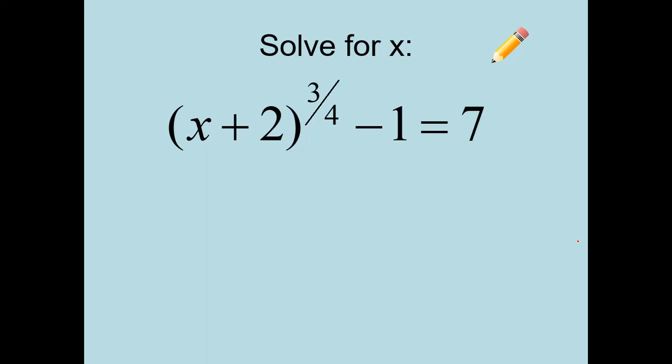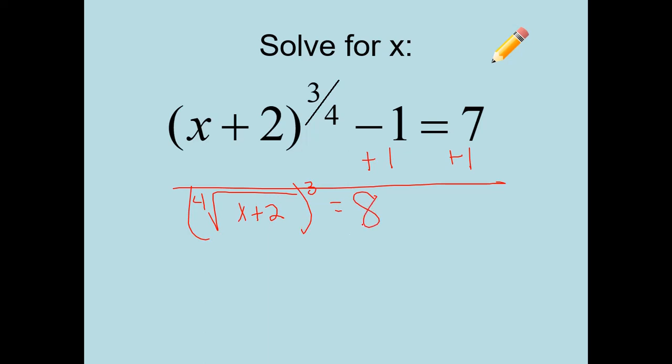Let's try another one. So I have x plus 2 to the 3/4 power minus 1 equals 7. Now this one's a little different. I can't get this 2 away because notice it is to the 3/4 power as well. So these guys are going to stay together until I can convert. So I'm going to add 1 to both sides, get rid of that 1. And I think I'm actually going to do a quick conversion here. Equals 8.